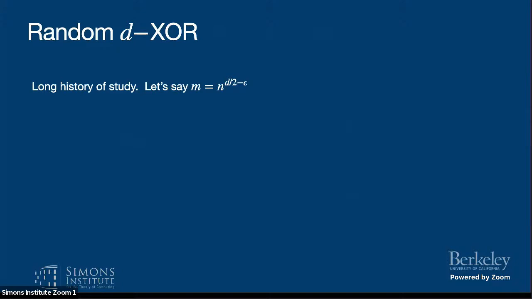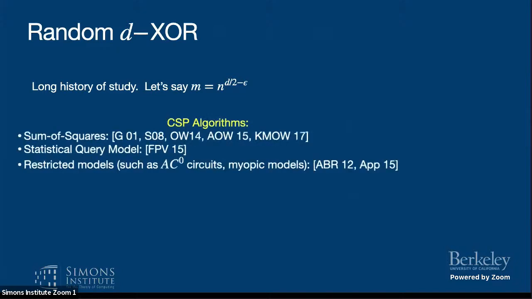It turns out random DXRs have been studied for a long time, and Benny also mentioned them in great detail, so I'm not going to spend too much time. There have been lots of CSP algorithms. I'm going to call all these classes of algorithms conventional CSP algorithms.